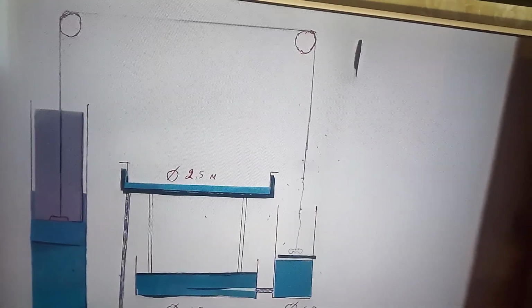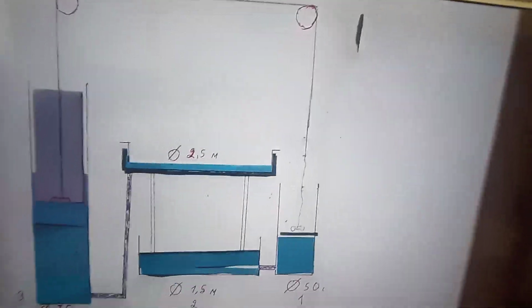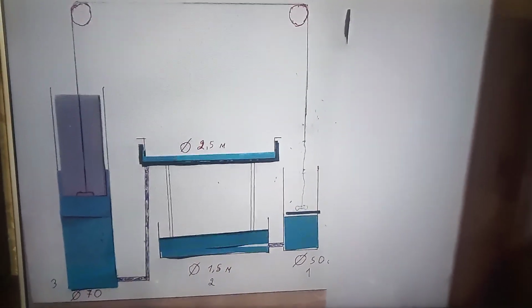Since the float has now become a counterweight for the piston from the first cylinder and is engaged with it, it moves with the piston in the same way.